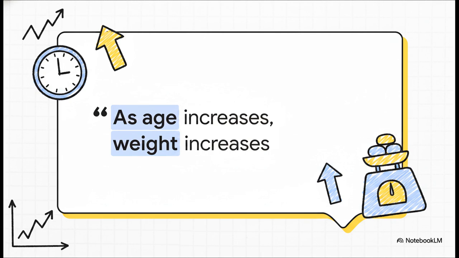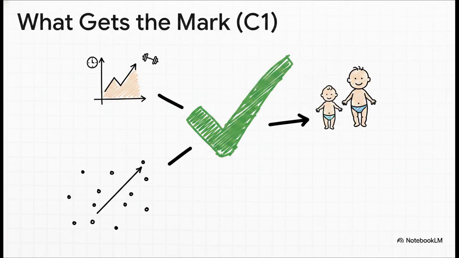And here it is, your secret weapon, taken straight from the mark scheme itself. If you write, as age increases, weight increases, you get the mark. Period. Why? Well, because it's crystal clear, it mentions both variables, age and weight, and it perfectly describes that upward trend. The good news is, the examiners do give you a few different ways to get this right. You could also say something like, the older you are, the greater the weight, or even just positive correlation. Do you see the pattern here? Every single correct answer clearly connects the two things being measured, age and weight.